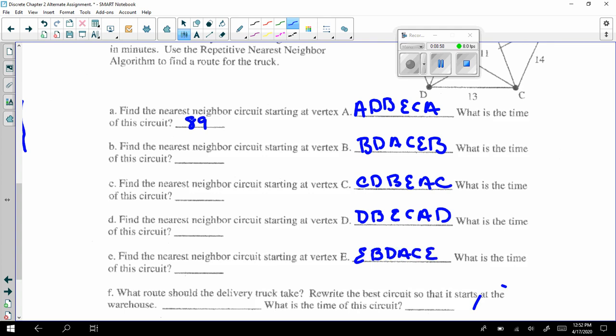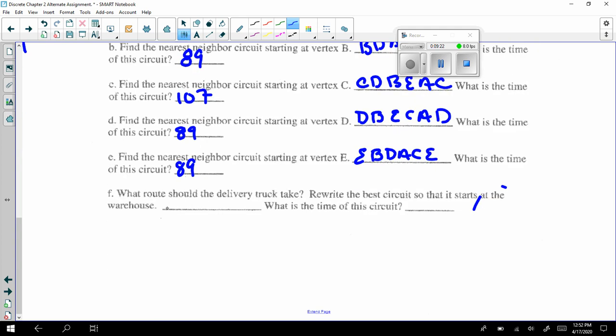E, B, D, A, C, E. So although this is requiring us to take some time to do these, it's not near as exhaustive or as labor intensive as doing the brute force algorithm. So any of these that have a length of 89 will work. So we're starting at vertex E, so I'm just going to go ahead and write the one that starts at vertex E, which is E, B, D, A, C, E, and that has a distance of 89, and that's our optimal solution.